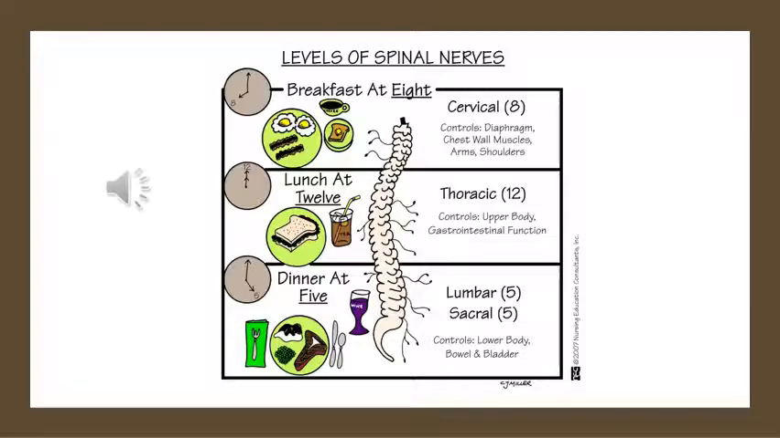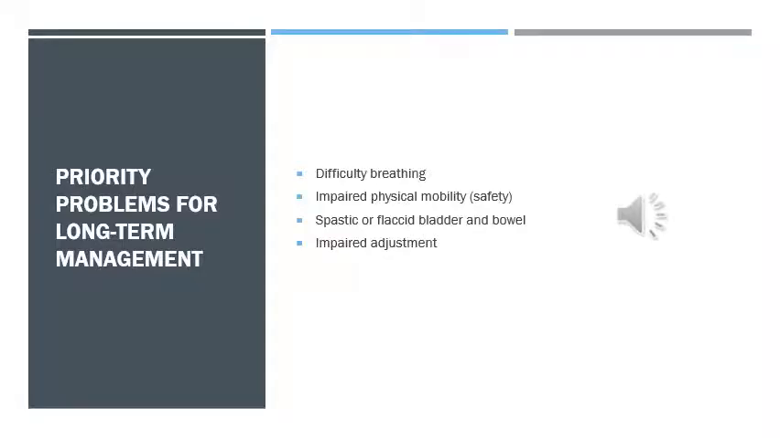This slide looks at the levels of the spinal nerves to determine what kind of impact an injury will have, depending on at what level the injury occurred. Priority problems for long-term management of spinal cord injuries include difficulty breathing, impaired physical mobility and the safety associated with that, spastic or flaccid bladder and bowel, and impaired adjustment.